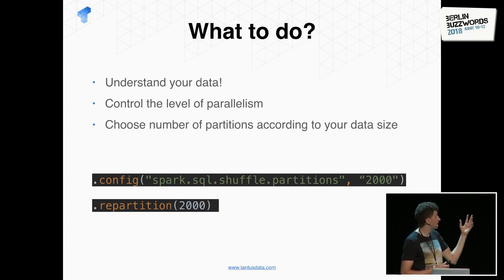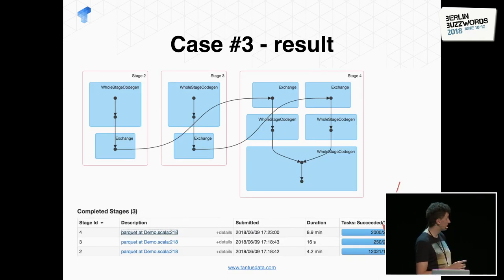A similar problem might happen when you do any other shuffle operation. So if you are doing repartition, you can also control the number of partitions it will create. So as the result, after changing the parameter, we can see 2,000 tasks here.